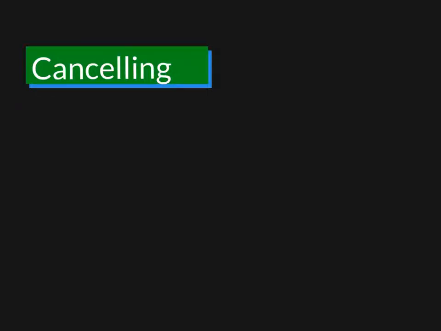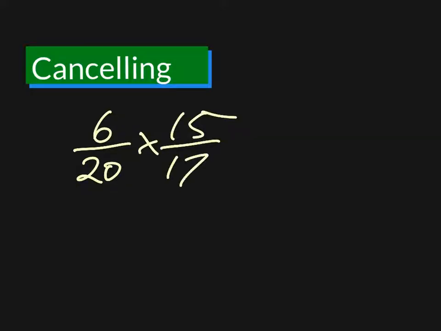So here's an example. Let's say you have 6/20 times 15/17. So we're going to look for a number that goes into one of the numbers on top and one of the numbers on the bottom. And we can see right away that 6/20 would reduce. So they both divide by 2 because they're both even numbers. So that's going to give us 3/10. So that's one way to do it.